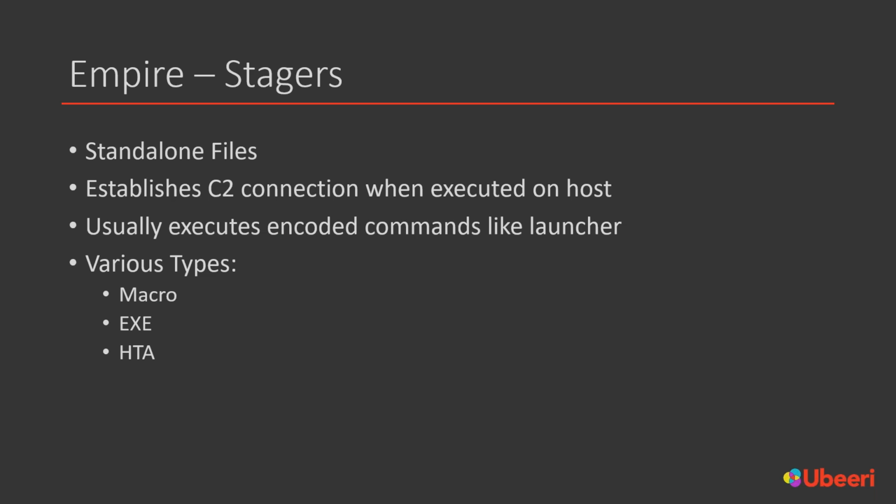So both launchers and stagers are going to create that C2 traffic. A stager is slightly different than a launcher because it's going to be a standalone file. Whether it's a macro that you put in an Excel or a Word document, an HTA file, a Windows executable, or a few other different options, these are going to be somehow delivered to your compromised host and executed there, and essentially it just uses whatever file to execute a launcher and establish that agent.